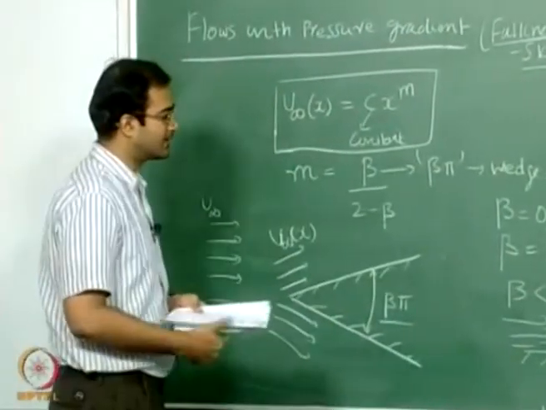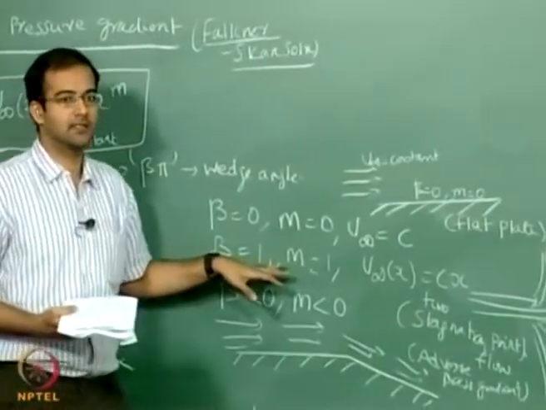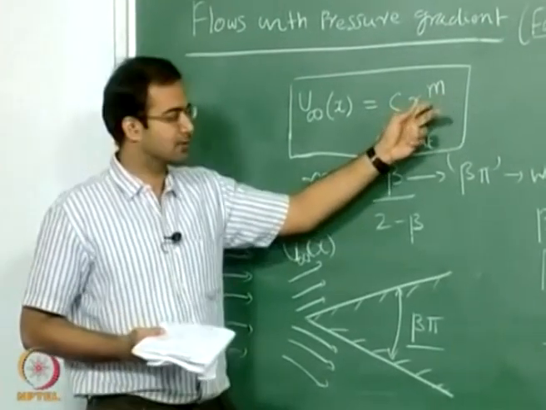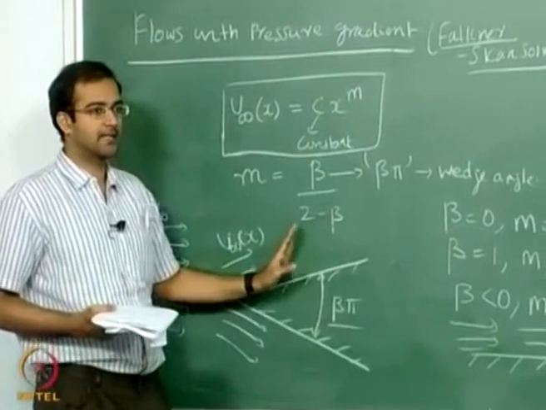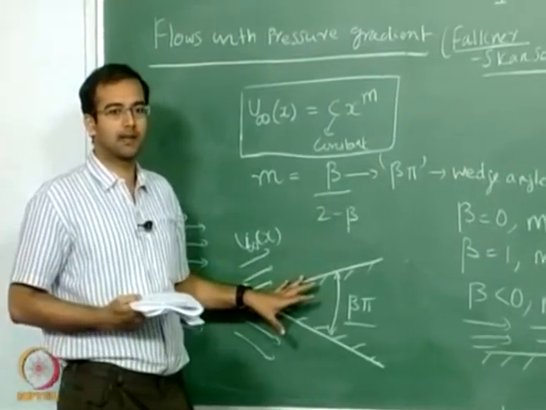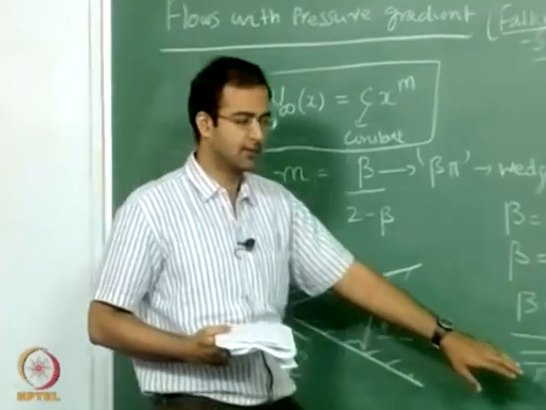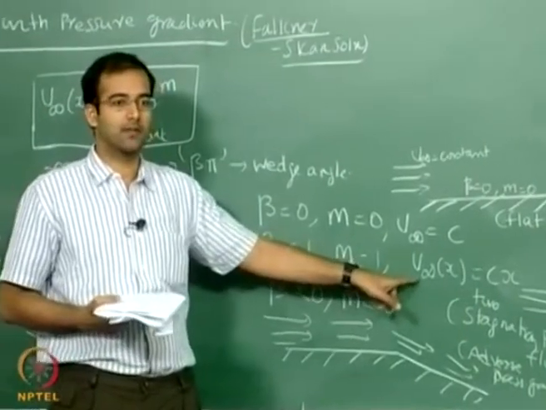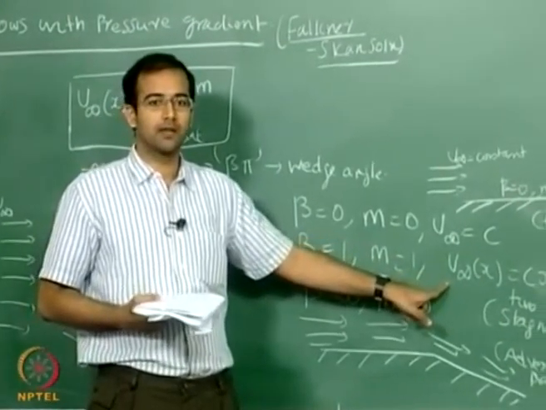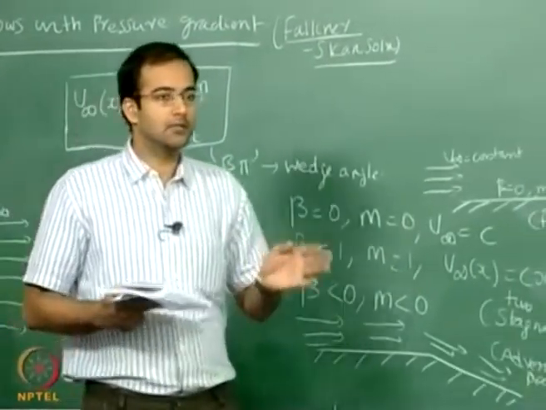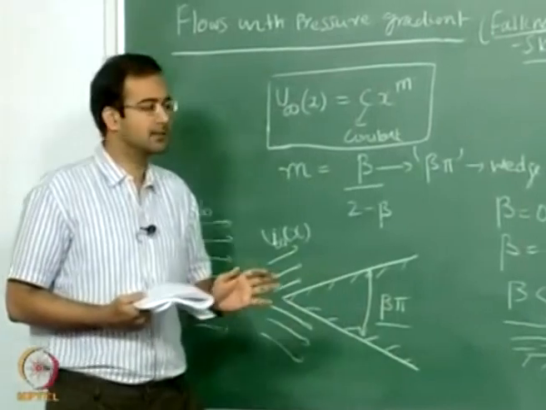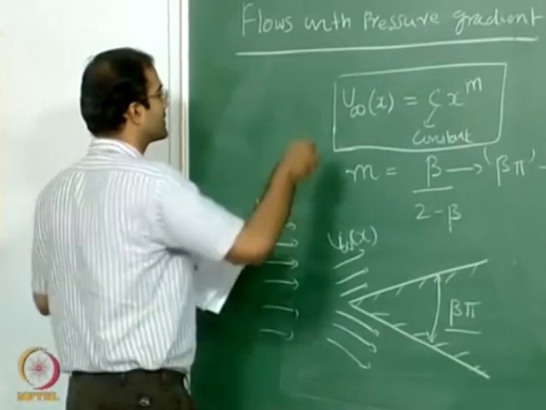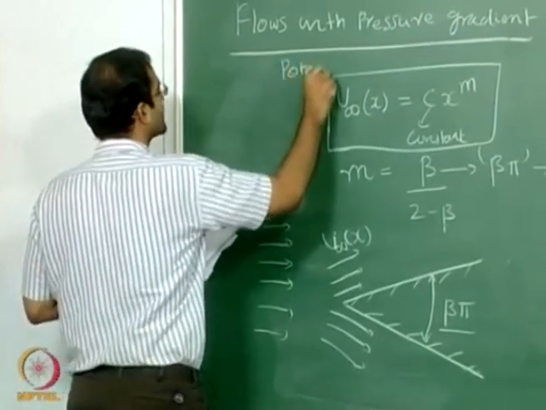Whereas in the case where your beta is greater than 0, what should happen? The flow should accelerate, your m is positive. So wherever your wedge angles are positive like this, it is an accelerating flow. Where your wedge angle is negative like this, it is a decelerating flow, or an adverse pressure gradient flow. In this case it is a favorable pressure gradient flow. So you can see there is a family of solutions that can be derived once you have the basic solution for the free stream. This is coming from the potential flow, or the inviscid solution.